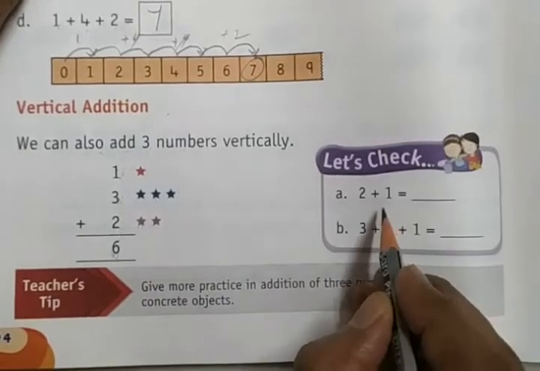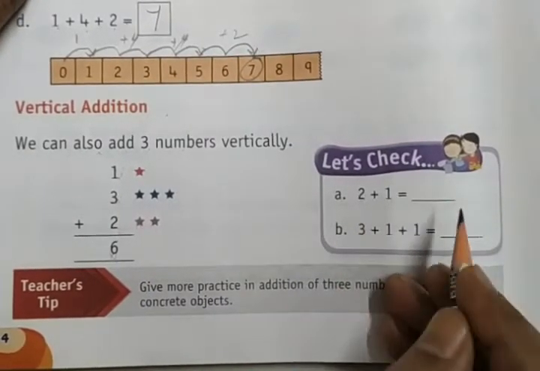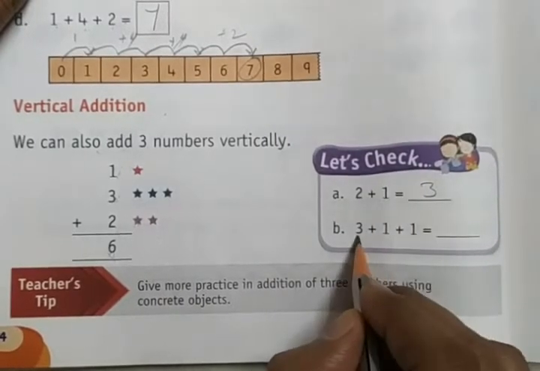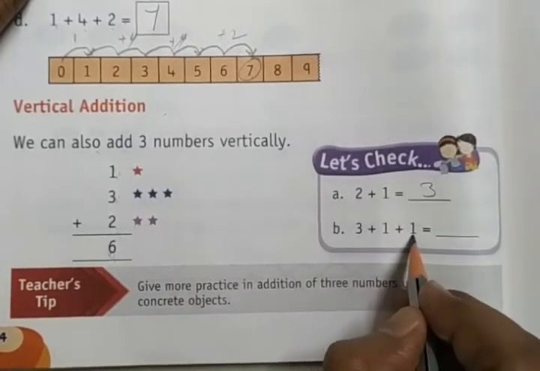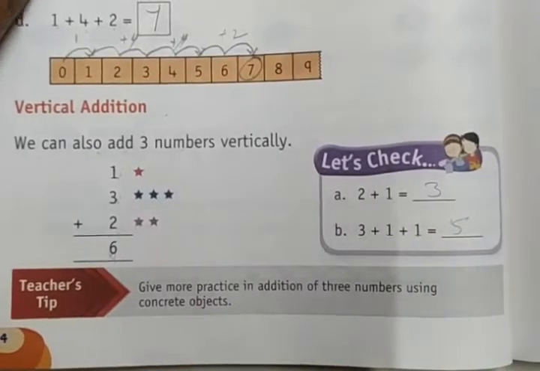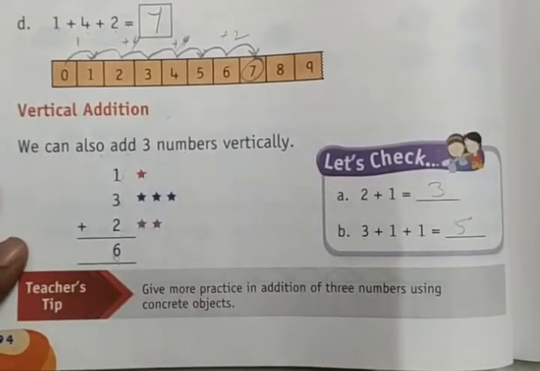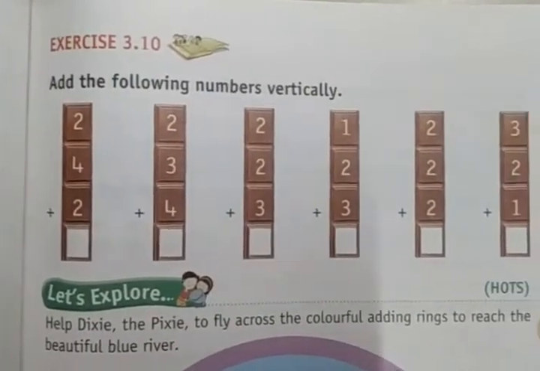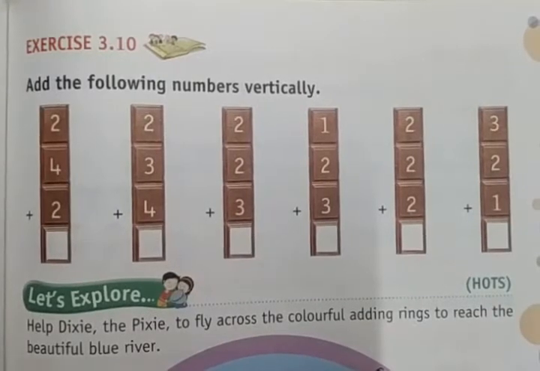Let's check. 2 plus 1, the next number, is 3. 3 plus 1 is 4. 4 plus 1 is 5. This is how we need to work on the addition of vertical numbers. Vertical additions of 3 numbers.